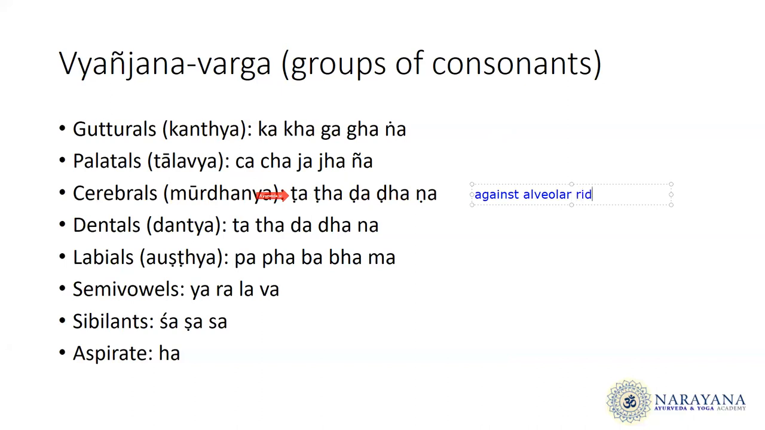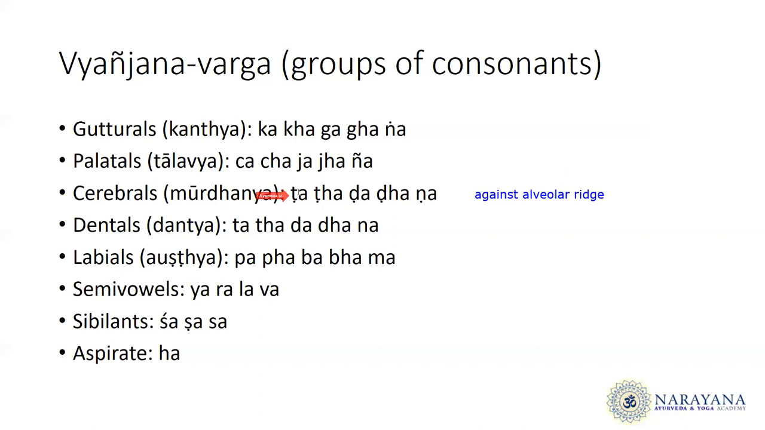Okay, so if you put your tongue against the back of your front teeth and then you move it to where the gum is, there's a little ridge there, and that's where you pronounce these ta, tha, da, dha, na. Normally, what we do in English, it's sort of halfway between the dentals or dantya and the cerebrals or murdhanya. We sort of mash the tongue in. I'm going to take you to the store. Take me to the ball game. Take, ta, ta, ta. We sort of just jam it in there and we're not really making it separate.